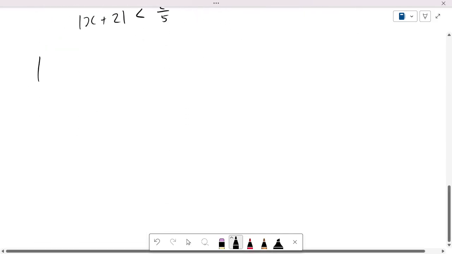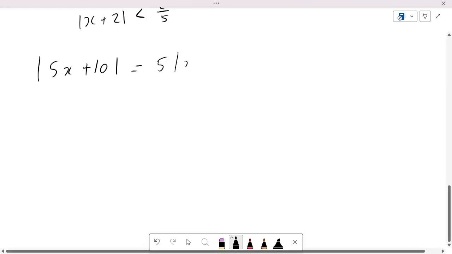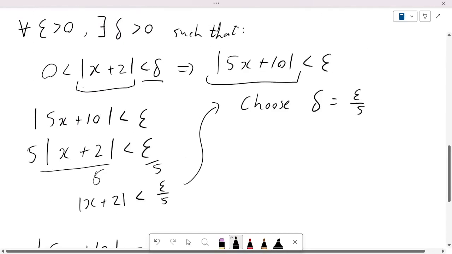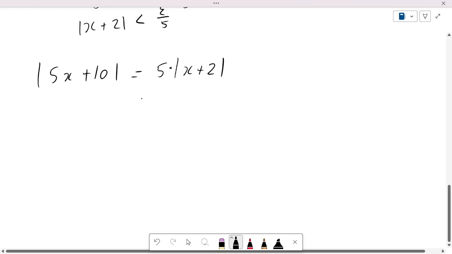So we have 5x plus 10, and I'm just using an algebraic expression here. This can be equal to 5x, or we can take out the 5 as a common factor over here. I know we're doing it again, but once again, we are proving. Then from this point, we have 5 multiplied by x plus 2. And we know that x plus 2 is actually less than our delta. So we can say that this would be less than 5 multiplied by our delta.